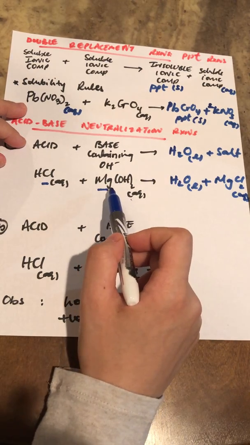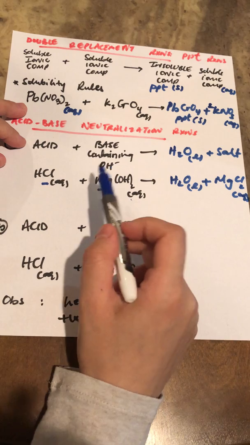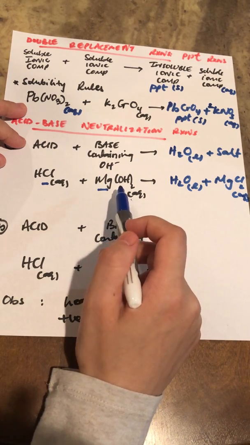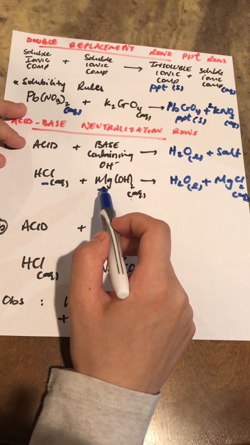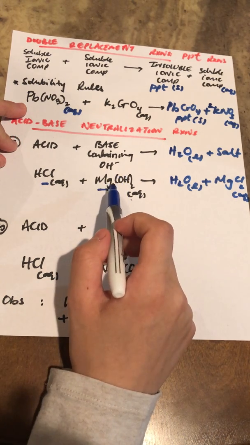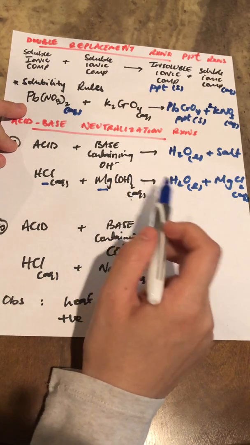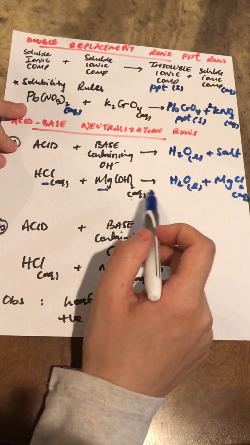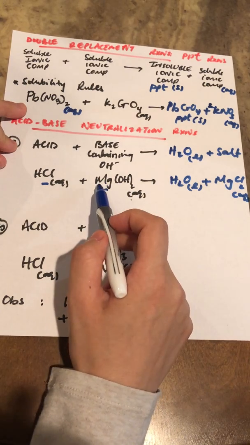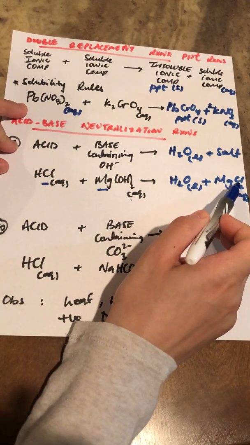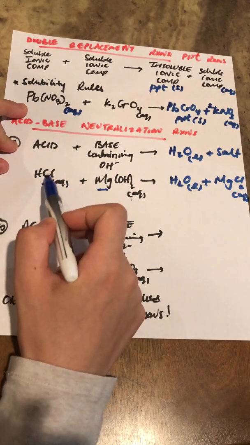By the way, if you're wondering why I always start with the metal, I do have a priority list by which I balance. So this is why I start with metals first. The priority list says to go through metals, then non-metals, and then H's and O's. We keep those to last. So we have one magnesium atom and one magnesium atom. We have two chlorines and only one chlorine.